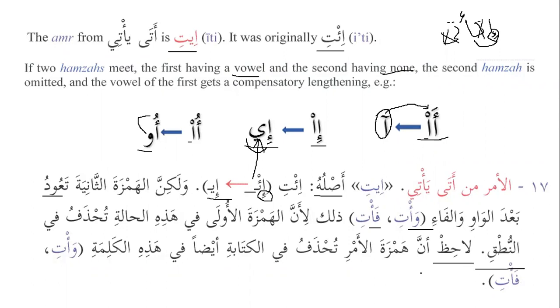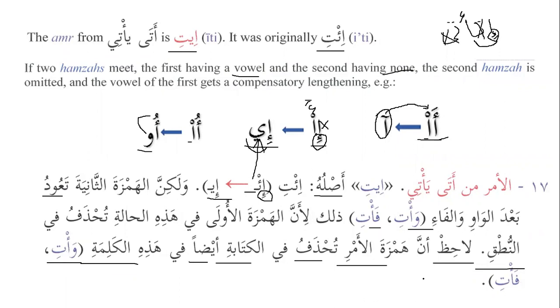لاحظ, note أن همزة الأمر, that the hamza of amr, or hamza of command, تحذف في الكتابة, is dropped in writing, أيضا, also, في هذه الكلمة, in this word. So only in this word the hamza, which is hamzatul amr, also gets dropped in writing. So instead of wa'ati, it becomes wa'ti. The hamza that was here has been dropped and the sakin hamza has been retained. And we know that when hamza is sakin, we read it with a small jerk. So it will be wa'ti and fa'ti.